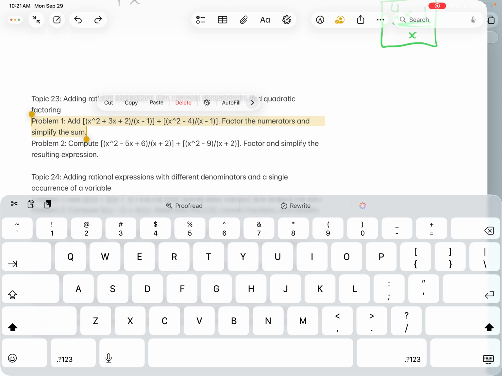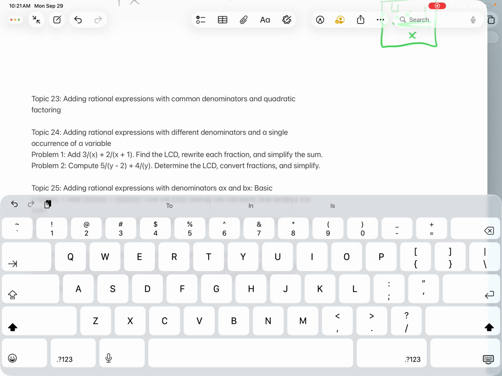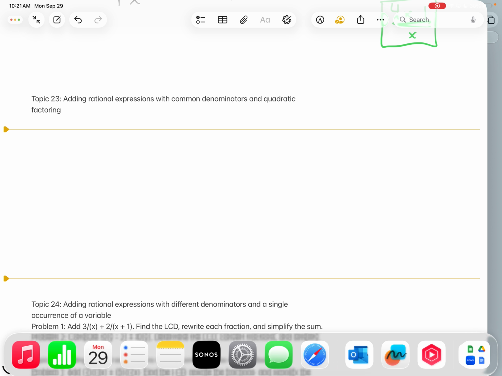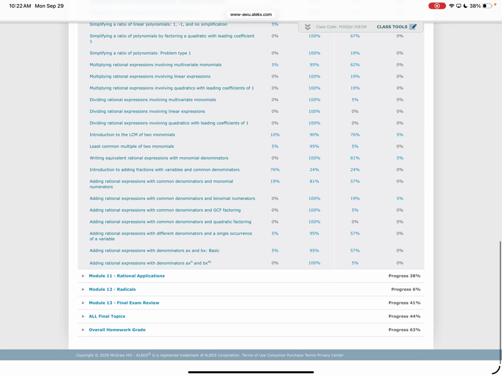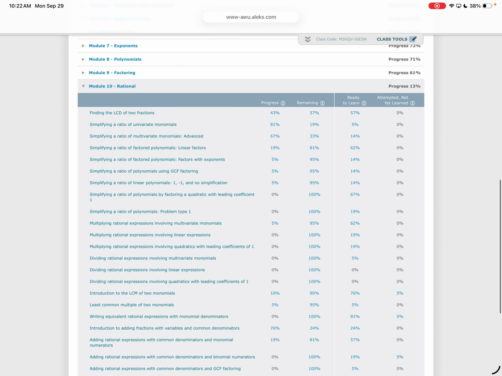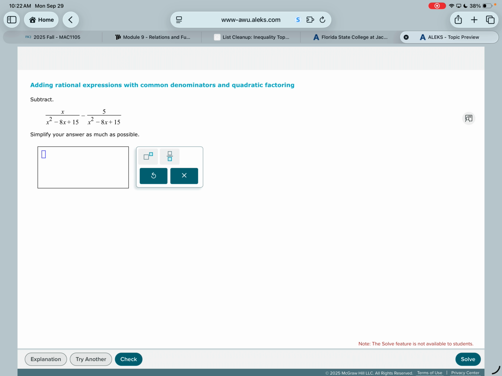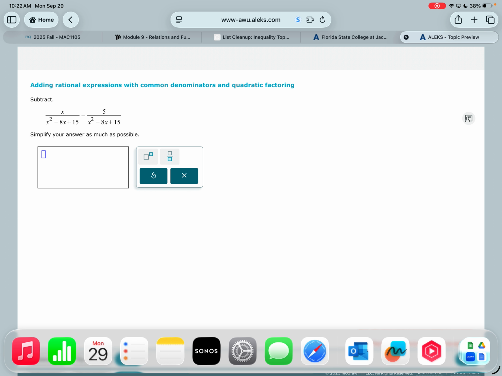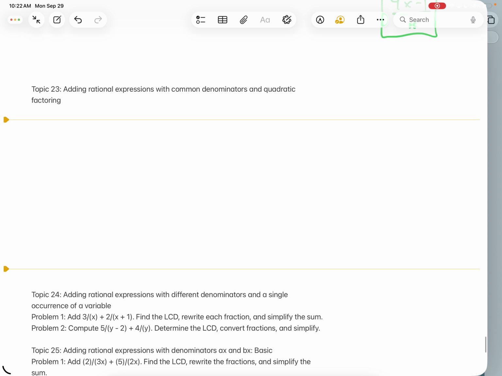I am scared those are not going to work out the way we want it to. So, again, let me go get a problem. x squared minus 8x plus 15.